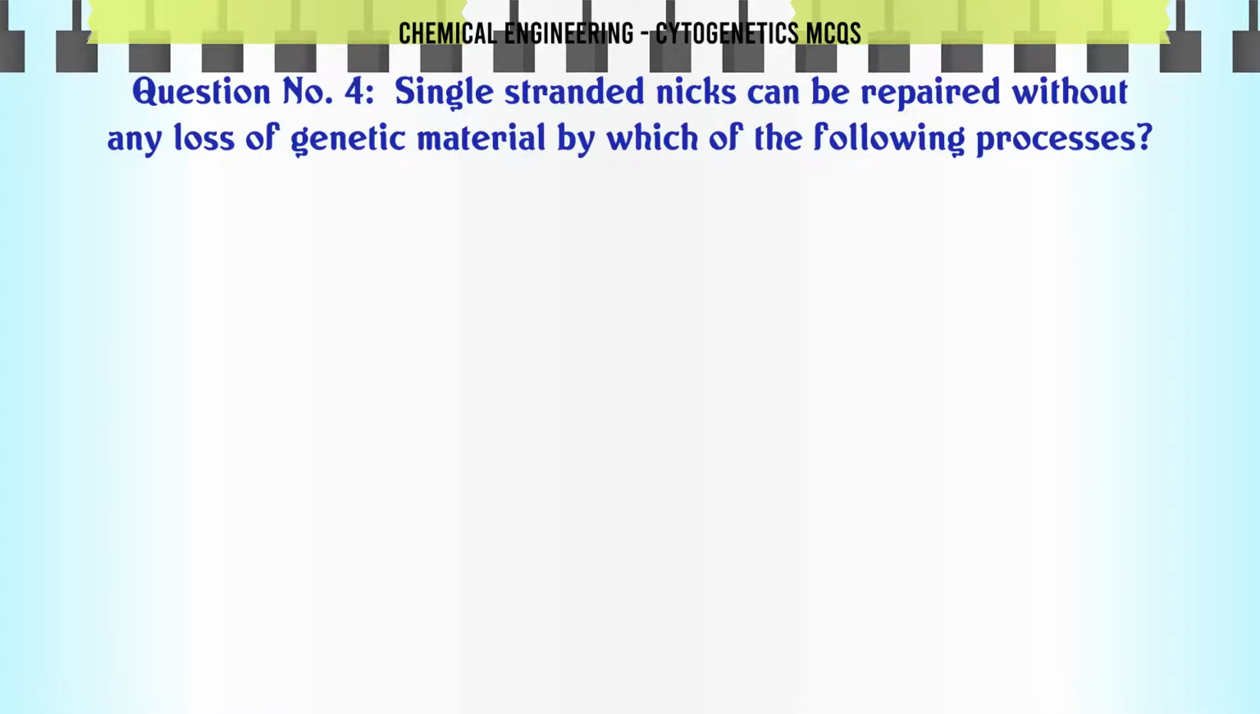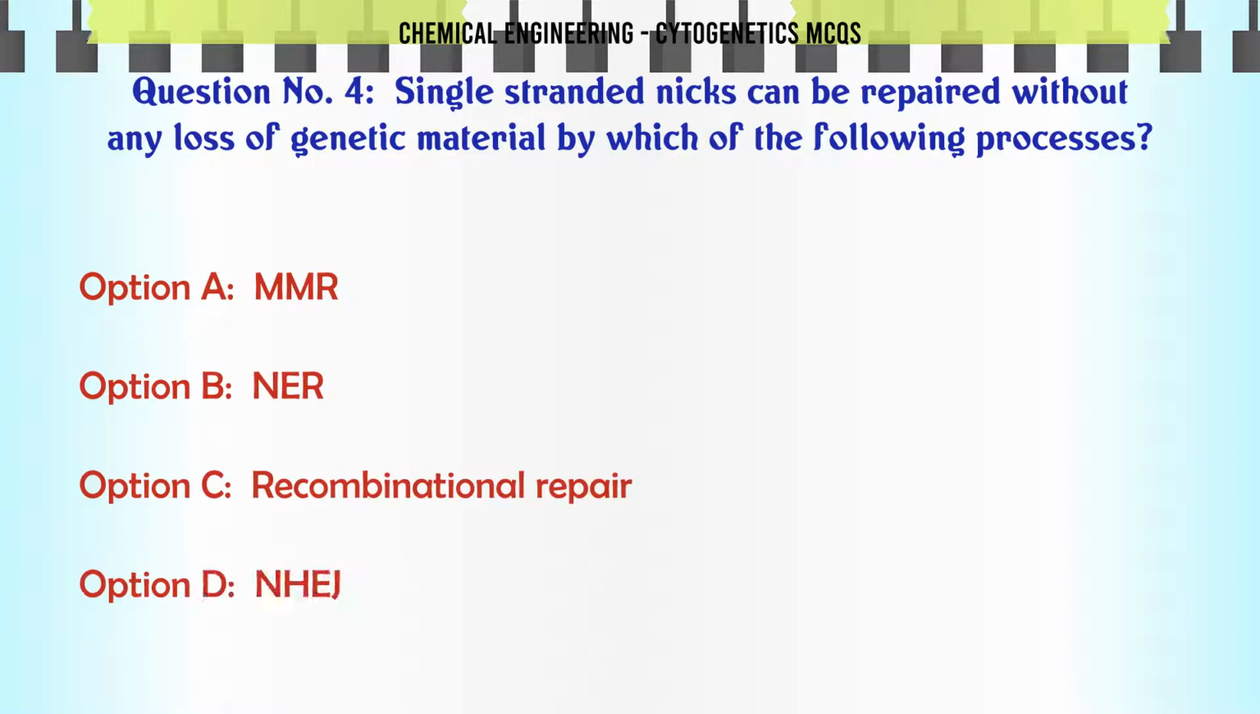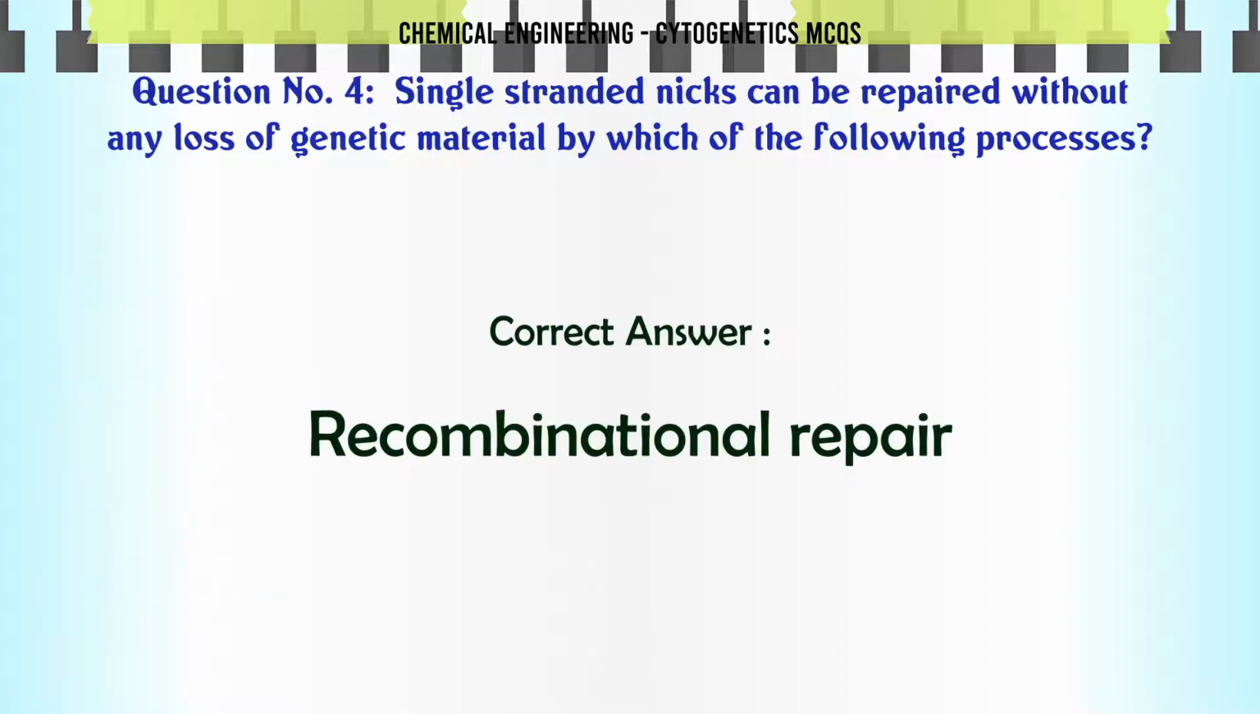Single-stranded nicks can be repaired without any loss of genetic material by which of the following processes? A) MMR, B) NER, C) recombinational repair, D) NHEJ. The correct answer is recombinational repair.